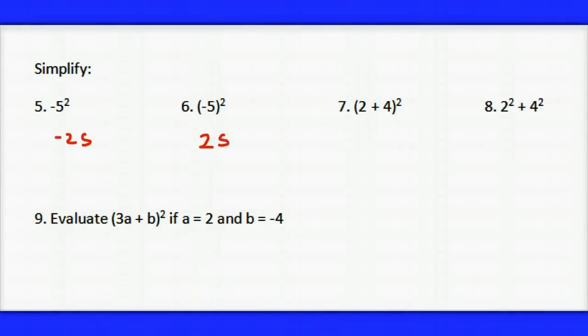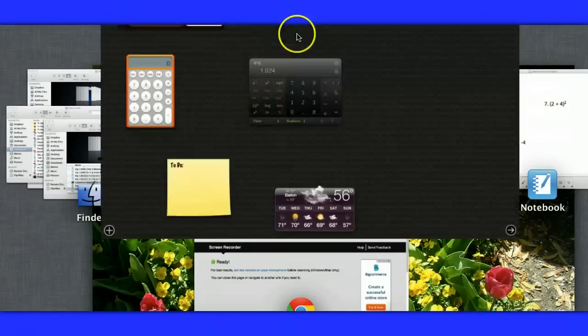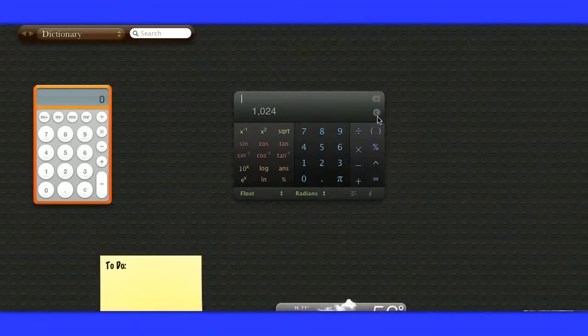Okay, you need to be careful with this on your calculator as well. Let me show you here really quickly. If you take -5 and square it without parentheses, you have -25, but notice there are parentheses here. So if I type -5 in parentheses and square it, that's going to give me a different result. There we go, +25.